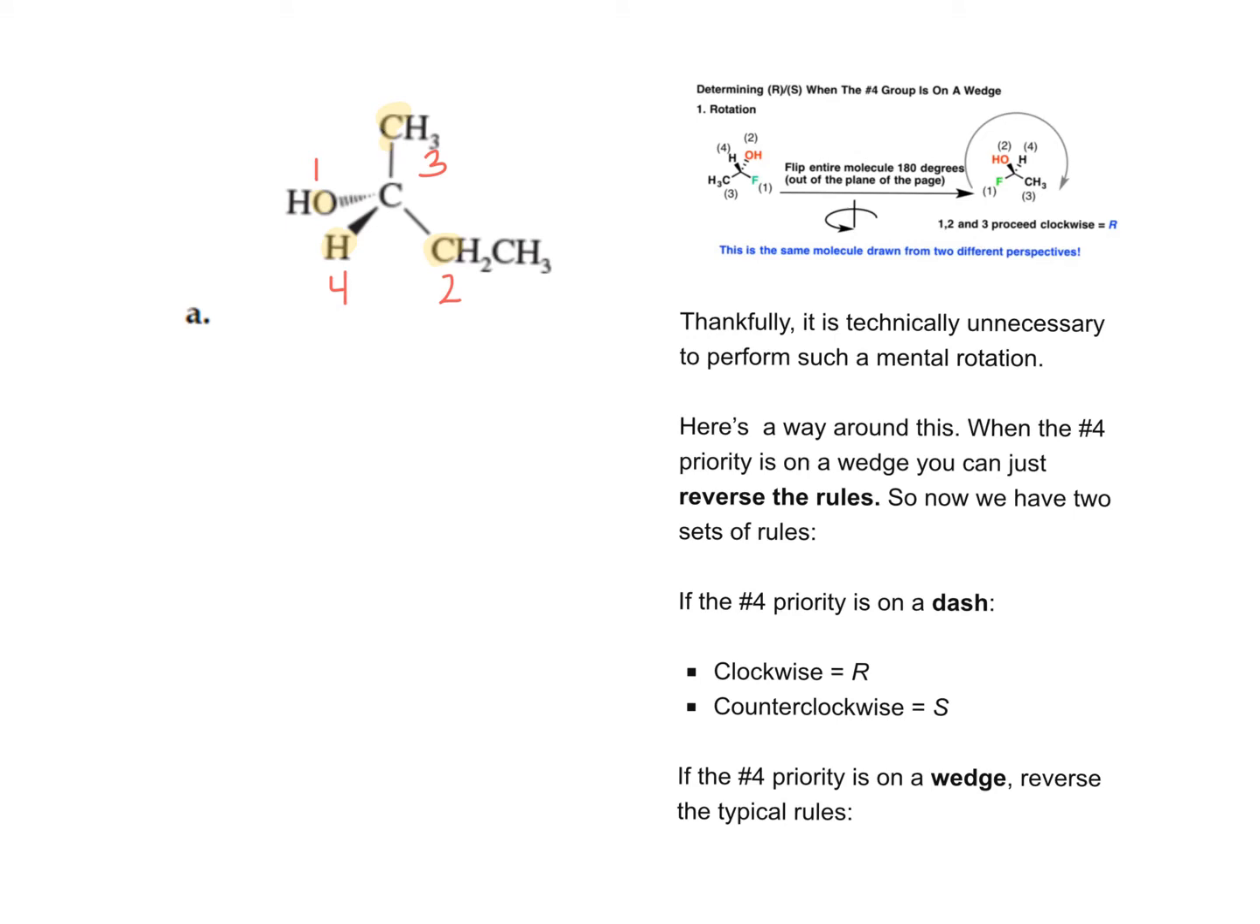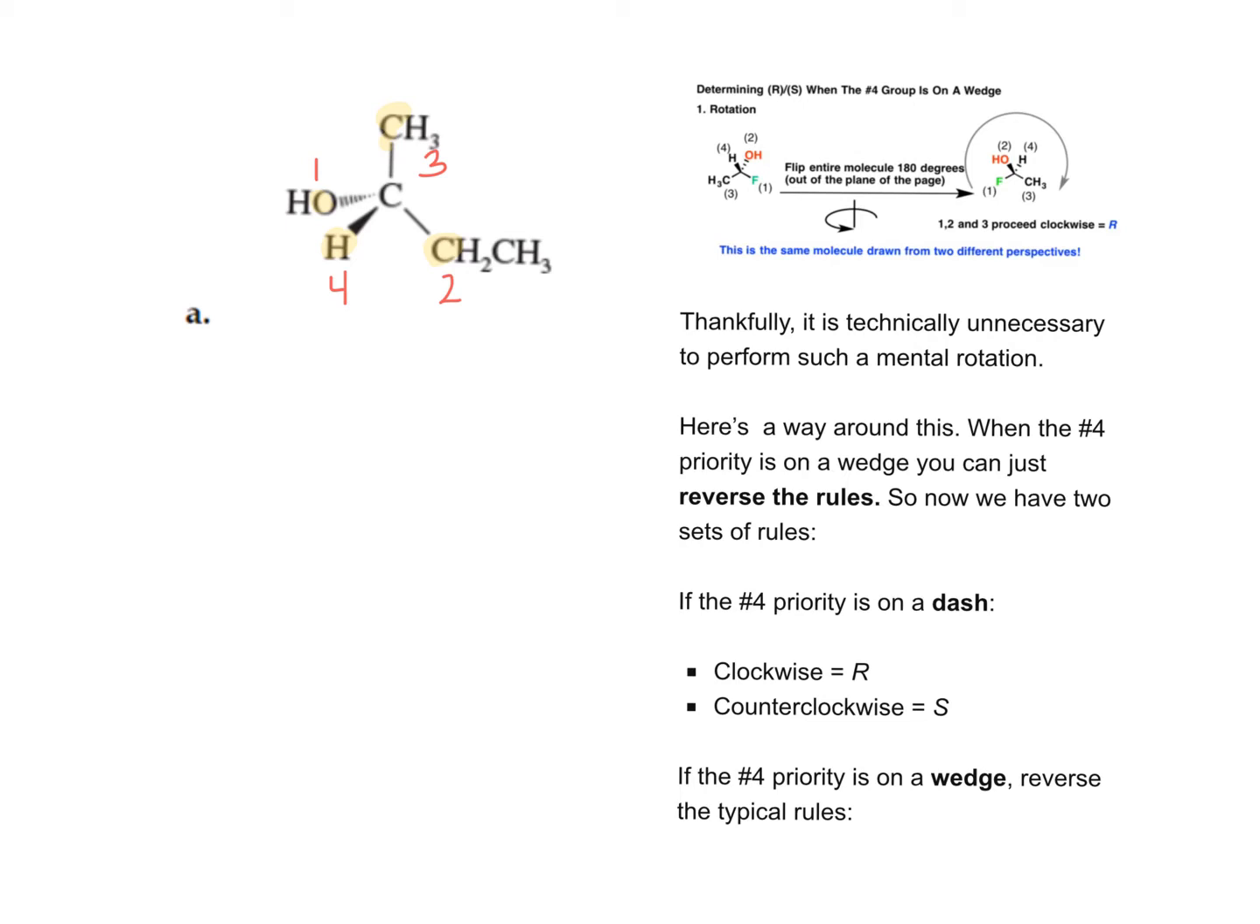So here we have a screenshot from that website I just referenced, where you've got a situation where your lowest priority group is that hydrogen. You've assigned your priorities. You somehow need to flip this thing in your brain to where your lowest priority group is going to the back. And that's not always easy to do. So here are some rules to help you come up with the right answer if you can't mentally flip that in your brain.